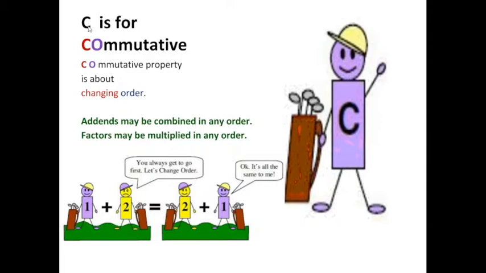First, C is for commutative. Commutative property is about changing order. Addends may be combined in any order. You can add in whatever order. Factors may be multiplied in any order. You can multiply in any order. It doesn't matter. Here, the first golfer's happy, and the second one's kind of sad. He says, you always go first. Let's change order. Commutative. And the first golfer says, it's okay. It's all the same to me.